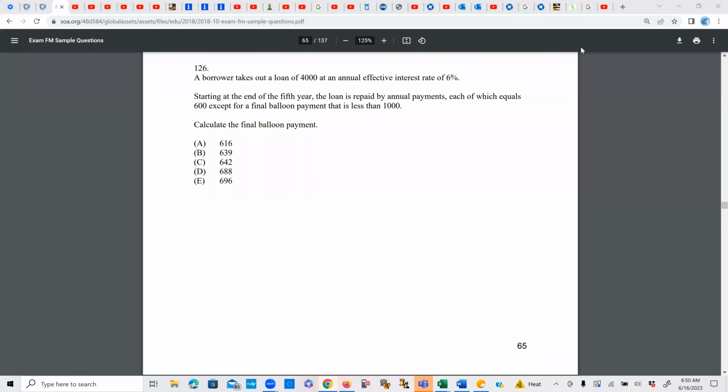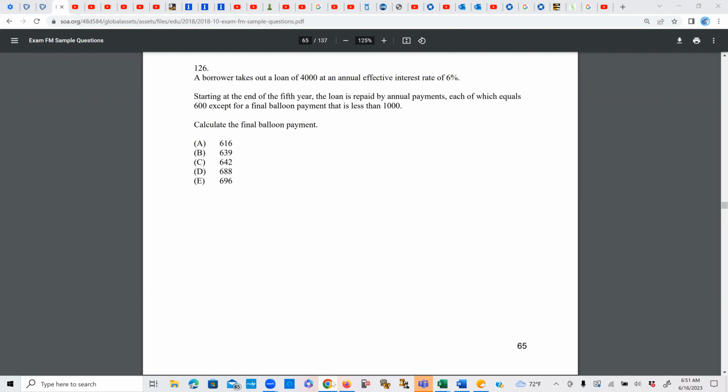A borrower takes out a loan of 4,000 at annual effective rate 6%. Starting at the end of the fifth year, the loan is repaid by annual payments, each of which equals 600, except a final balloon payment that is less than 1,000. Calculate the final balloon payment.